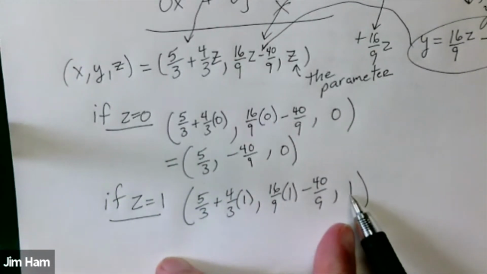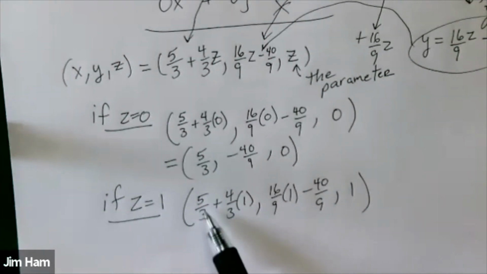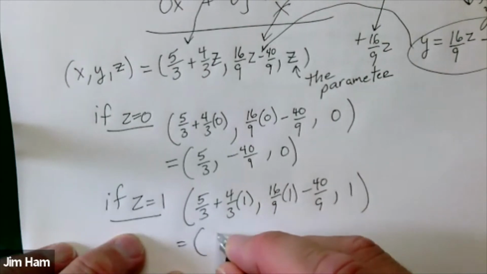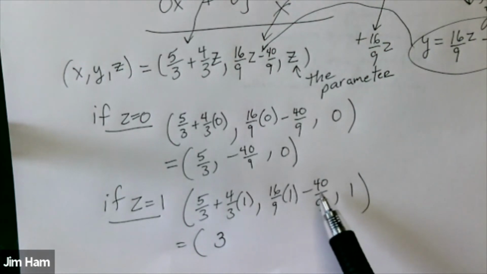Here we put z as 1, so the last coordinate is 1. And you have to simplify. 5/3 and 4/3 is 9/3, and 9/3 simplifies to 3. 16/9 minus 40/9, what's that, 24? -24/9.